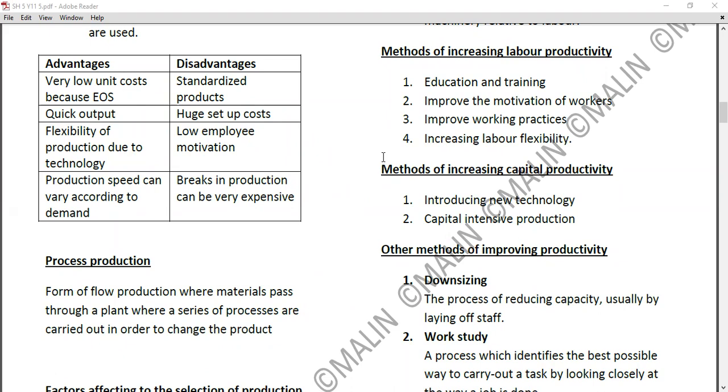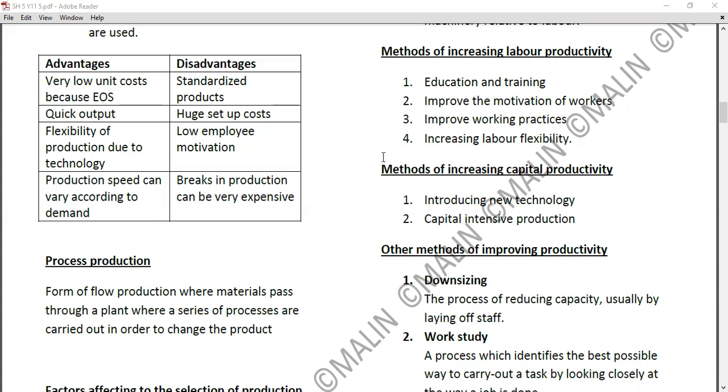And finally, we can increase labor productivity by increasing labor flexibility, for example a flexible working system. Sometimes we can offer them working from home, and flexi-time hours, where they can select the time they come to work. Sometimes you can't come at 8 o'clock in the morning, but you can come at 9 o'clock. It's not 8 to 5. Sometimes it can be 9 to 6, or you can come around 10 o'clock and leave around 8 o'clock. Flexible time. Working from home.